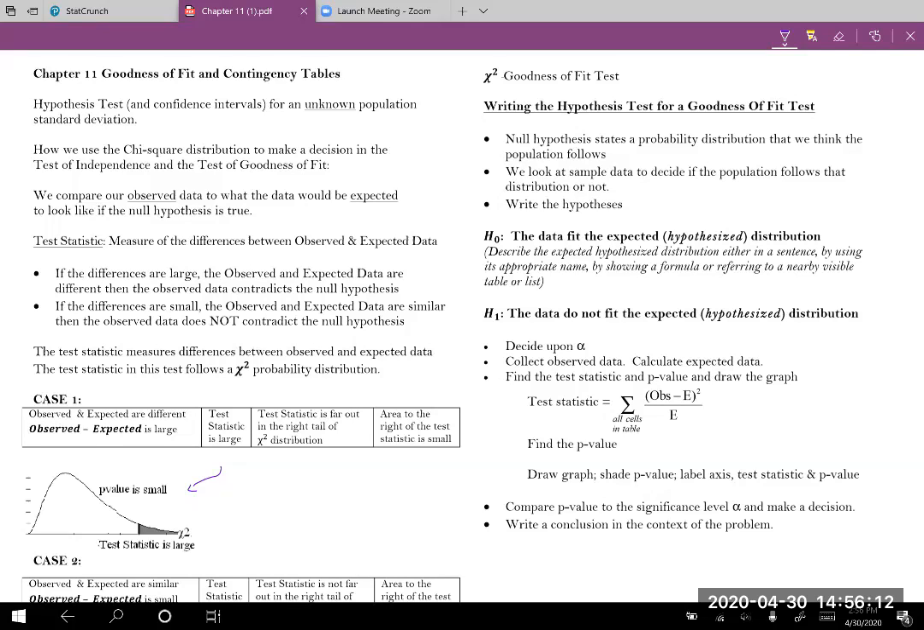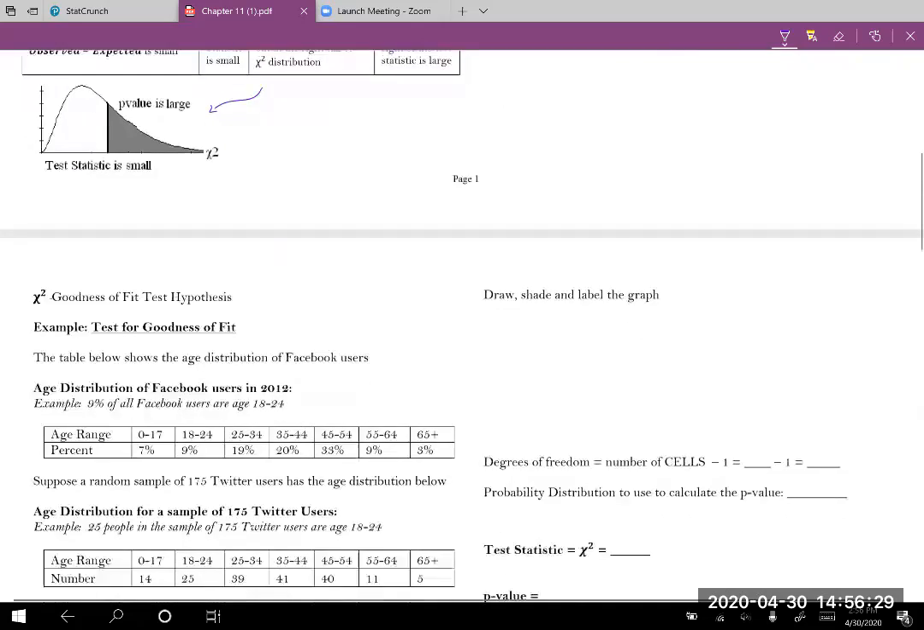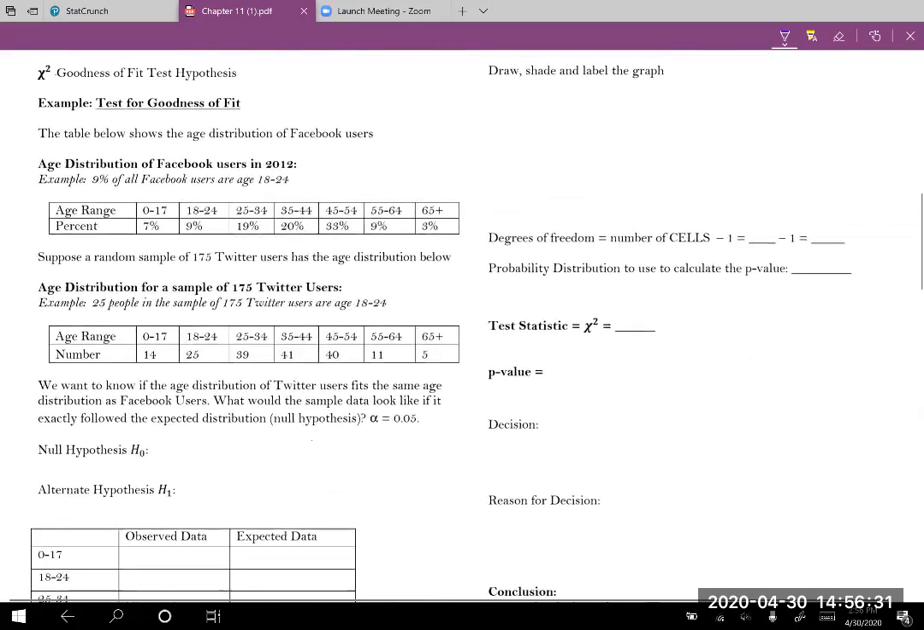We decide using significance level alpha, and then we find the test statistic and p-value. We draw the graph and the conclusion. We compare the p-value to the significance level to make a decision, and we write a conclusion. So let's start with the first example, a chi-square goodness of fit test.